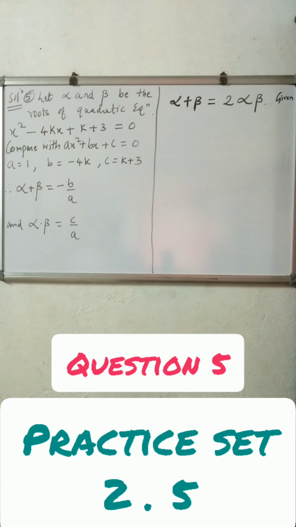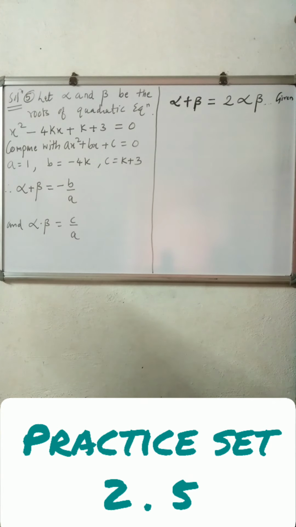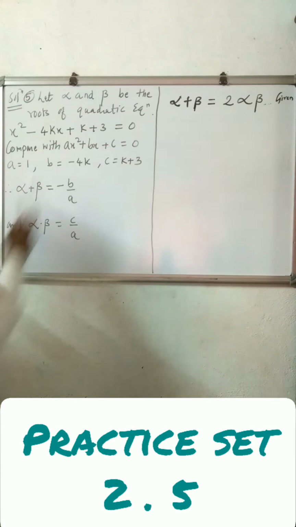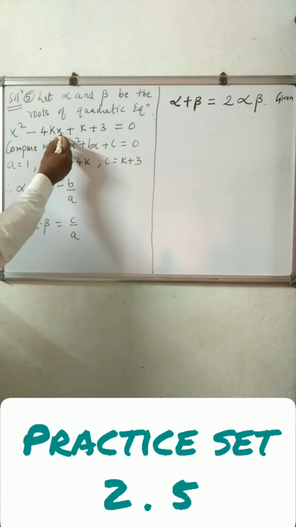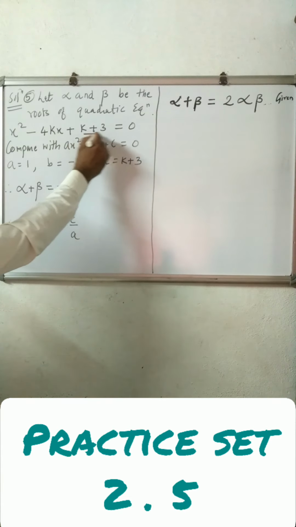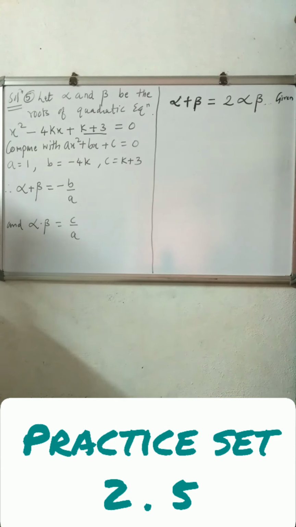Question number 5. The sum of the roots of a quadratic equation is double their product. Find k if the equation is x square minus 4kx plus k plus 3 is equal to 0. Here we have to find the value of k. So let us suppose alpha and beta be the roots of the quadratic equation x square minus 4kx plus k plus 3 is equal to 0.